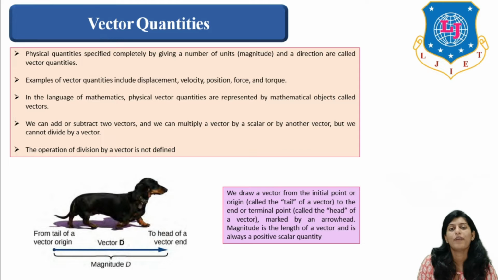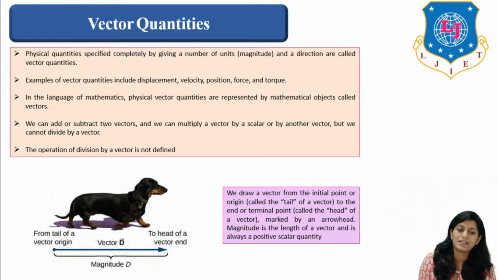Now, examples of vector quantities include displacement, velocity, position, force, torque, etc. We have already discussed that force is a vector quantity, right? We know that force is a vector quantity just because it has both a direction and a magnitude with itself, right? In the language of mathematics, physical vector quantities are basically represented by mathematical objects called vectors, and we can simply add or subtract two vectors.